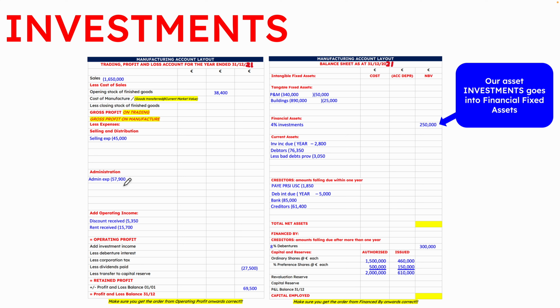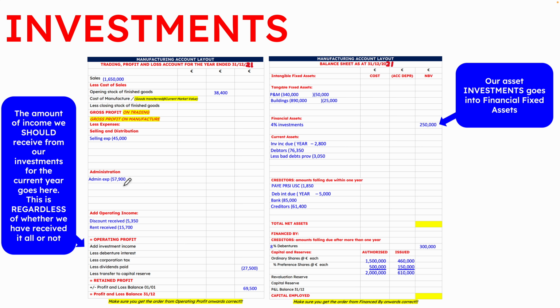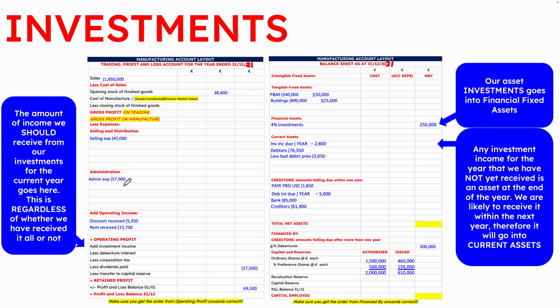So up in the financial assets in the balance sheet, that's where we record your 4% investments for 250,000. Then in the trading profit and loss, this is where we have the investment income for the current year. Okay, so that's where that should go. And then any investment income that is due at the end of the year, so anything that we have not yet received, that's going to go into the current assets.